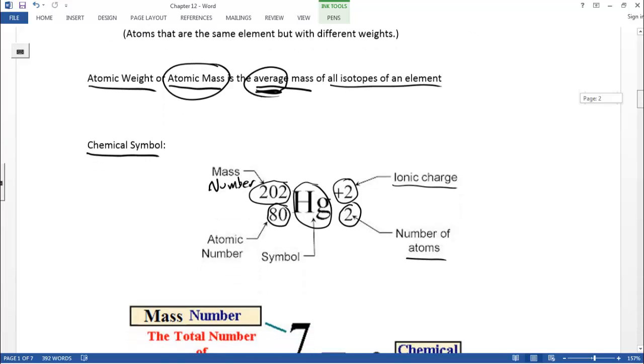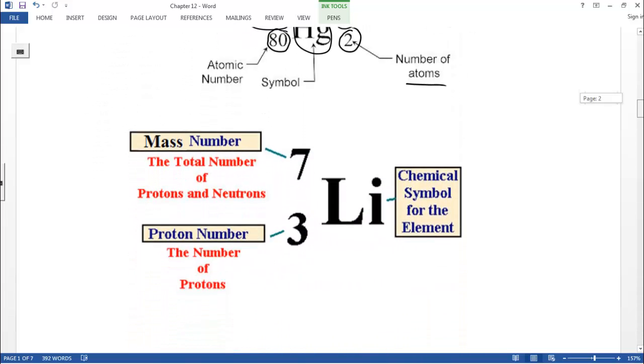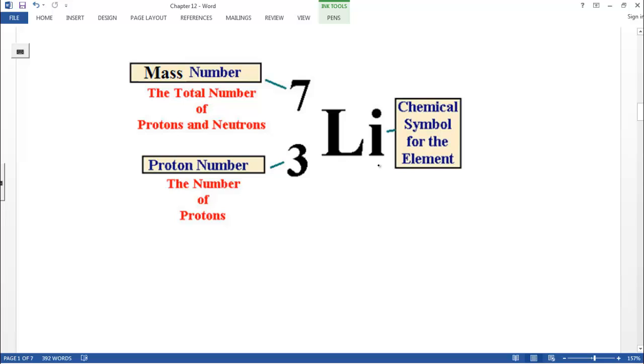Okay, that's a lot of information. Why don't we break it down a little bit more easily. We're looking here at lithium. We can go to the periodic table and look up what Li stands for. It stands for lithium. And let me ask you this: how many neutrons are in this isotope of lithium?